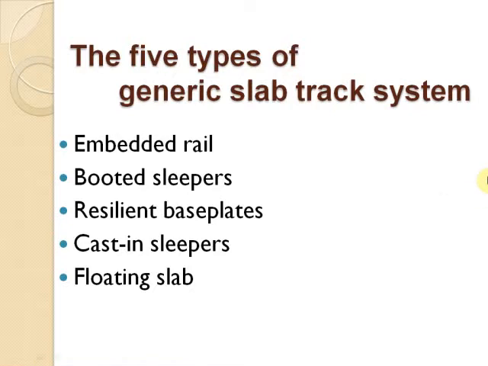The five types of generic slab track system are embedded rail, booted sleepers, resilient base plates, casing sleepers, and floating slab.